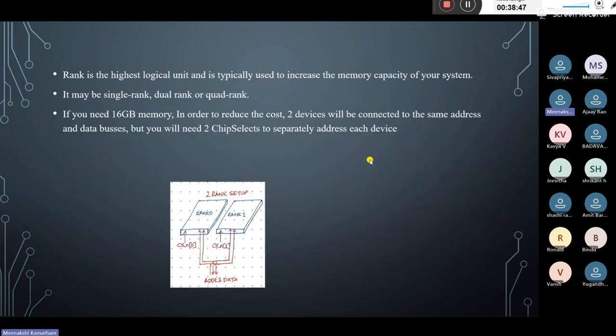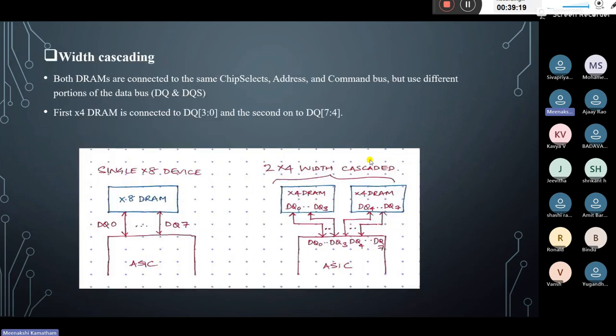How should rank selection occur? Here, rank 0 and rank 1. The CS0 bit is selecting rank 0, and the CS1 bit is selecting rank 1. For example, address selects rank 0 and data selects rank 1. Or else address 0 to 31 selects rank 0 and data 0 to 31 selects rank 0. All of these come under the configuration. Depending on how we configured it, internally they will select accordingly.